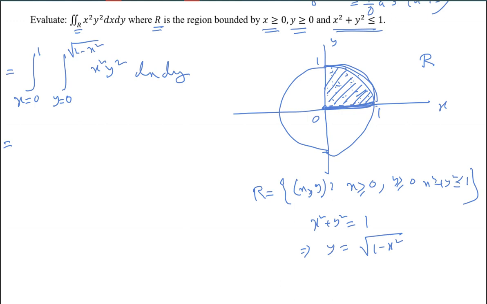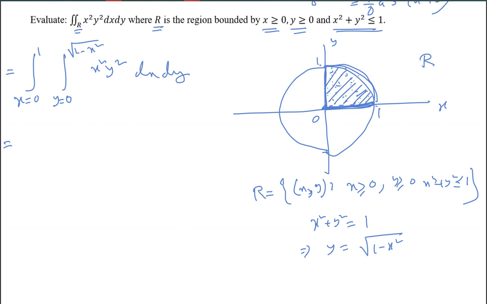Okay, sir. Understood. But if you want to take y first, you can take the limits like this. You can also take the limits this way: y varies from 0 to 1, along this line. In that case, x varies from this line to this curve. That means x varies from 0 to root under 1 minus y square. That is also correct.